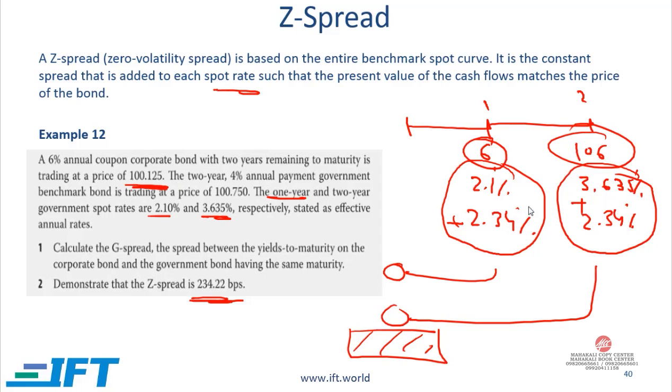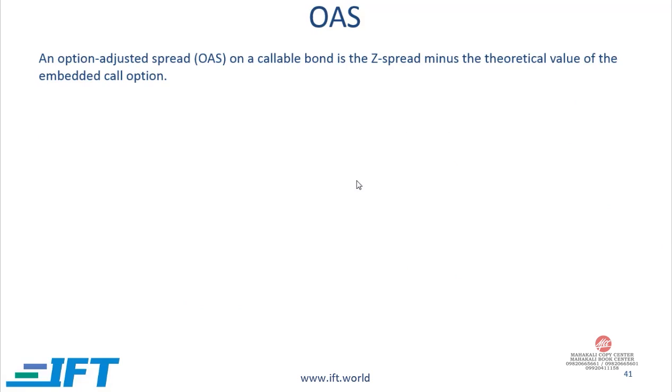So this should illustrate the concept of the Z spread. It is the equal amount that you are adding to the spot rates such that the present value is equal to the market price of the bond. Say this a few times, look at this example a few times, and hopefully you will understand.